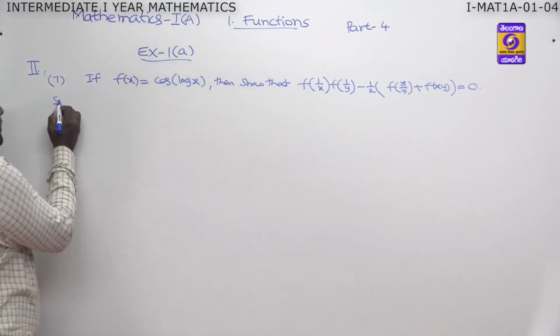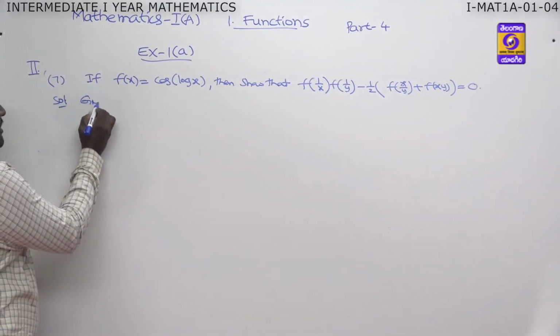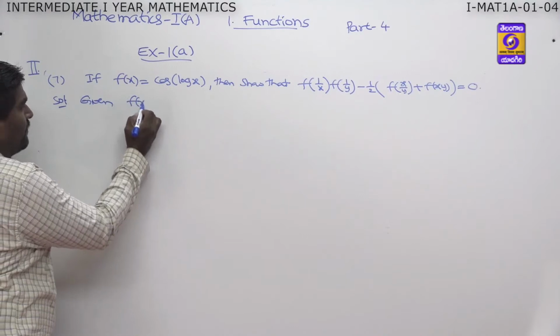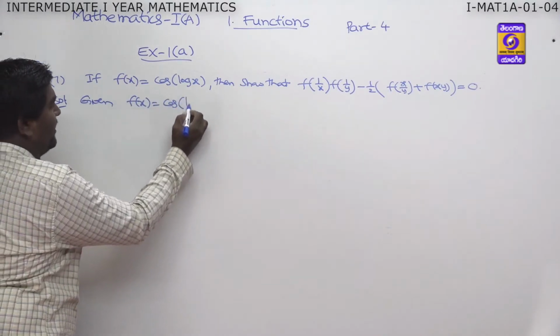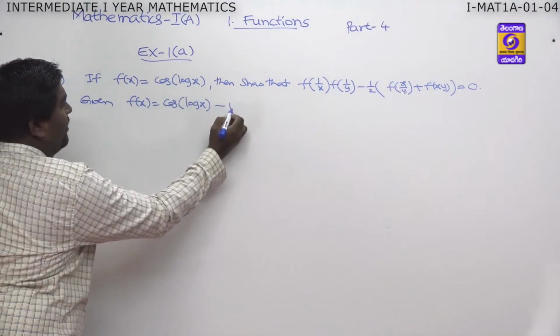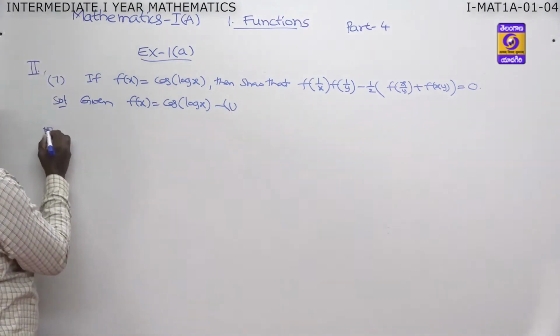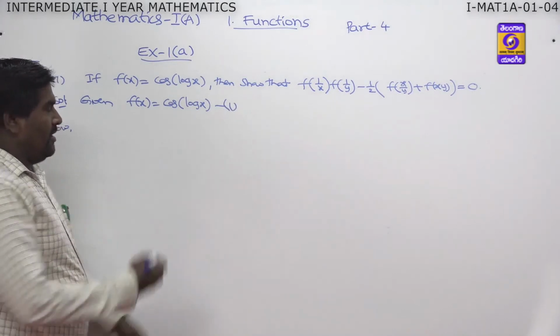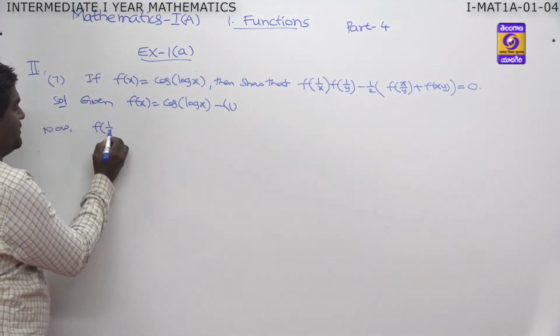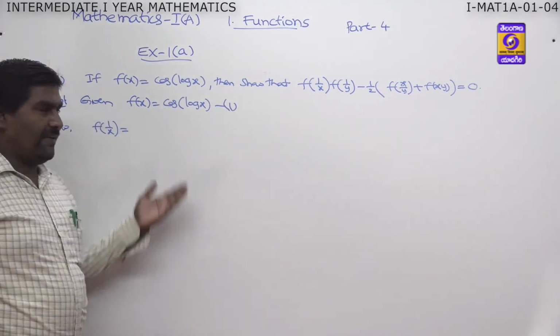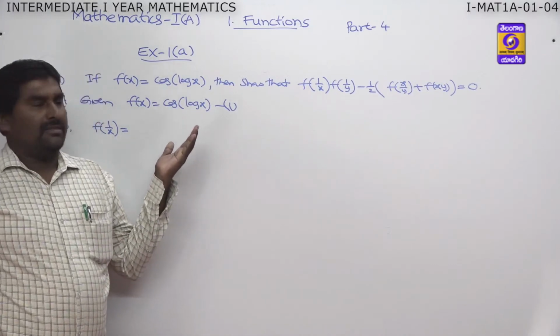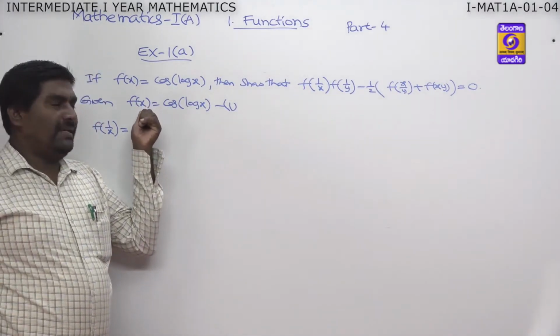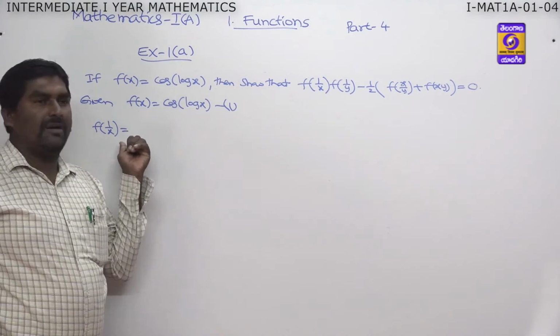So the solution is, first of all, given is f of x is equal to cos of log x. Call it sum 1. Now I am finding the values. f of 1 by x: how can we find the value of f of 1 by x? We just have to replace x by 1 by x.